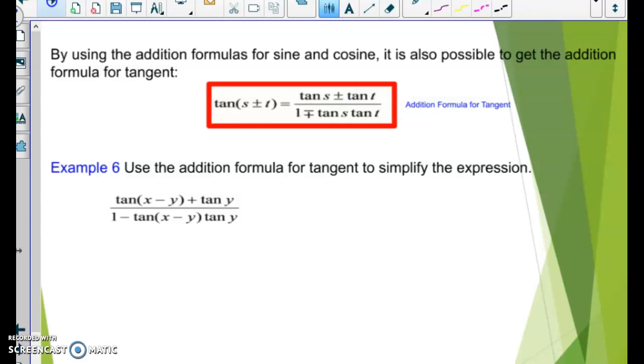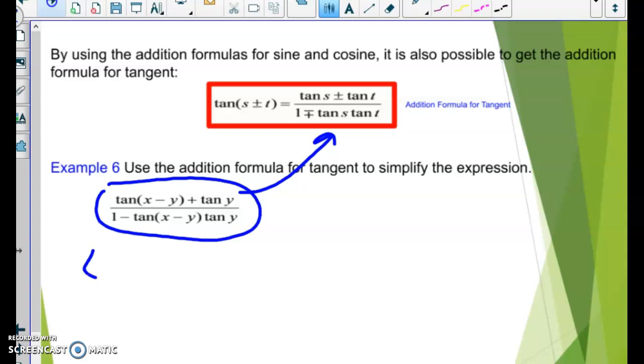Now if we look at this, does this not look like that side when we use the top formula? So if we go backwards to the left side, I have the tangent of x minus y, and if we're using the top formula, we're using the plus sign in there. And then the second one is the y.